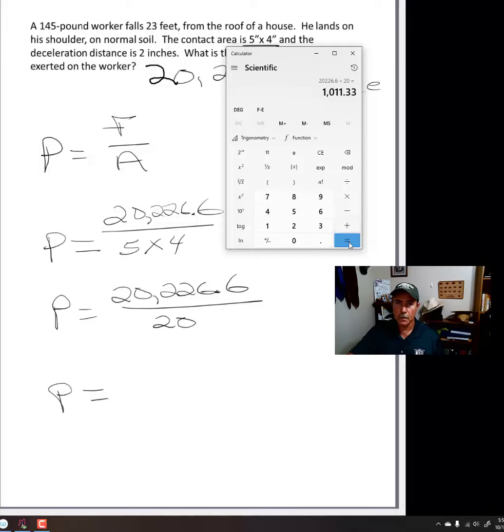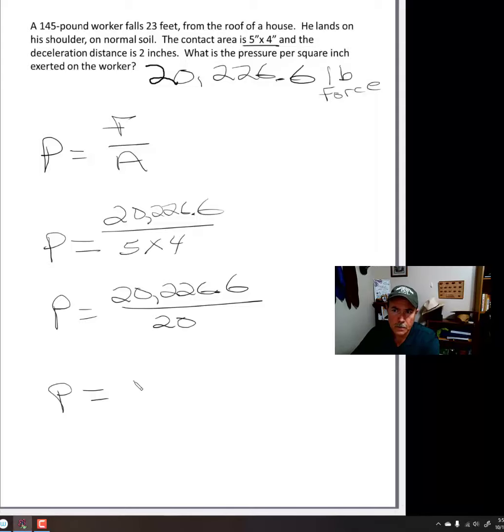Okay, the pressure exerted on this worker's body is 1,011 psi. Let's just go ahead and round it to 1,011 psi. Now it takes about 1,100 pounds of force to crack a skull. So he's probably not going to get a cracked skull, but it doesn't take very much force at all to break the clavicle and the other bones in the shoulder region.